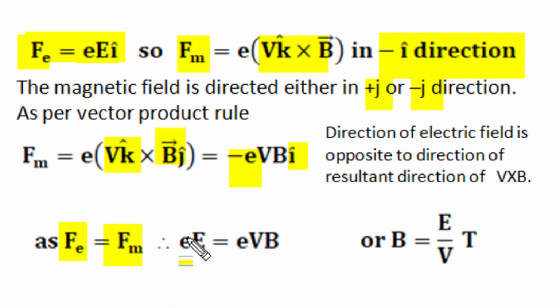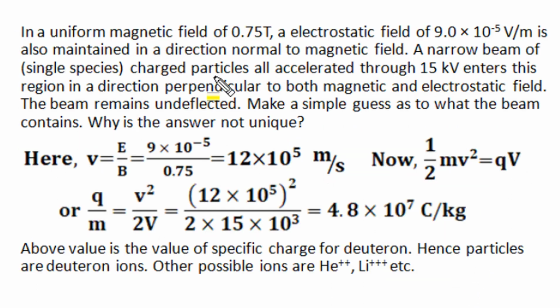magnetic force. Electric force is charge times strength of electric field, and magnetic force, with 90-degree angle between velocity and magnetic field, is charge multiplied by velocity and magnetic flux density. Now this electronic charge will get cancelled out, and the flux density of the magnetic field is the ratio of electric field intensity to velocity, and its unit is Tesla, if electric field is in volt per meter and velocity is in meter per second. This tricky numerical will make our understanding exam centric and crystal clear.